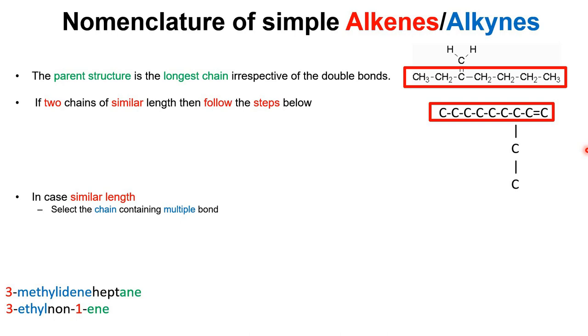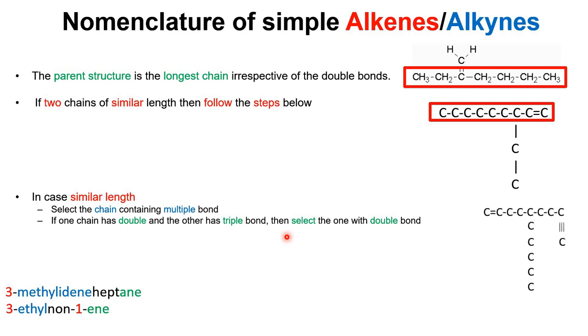3 shows the position of the ethyl group that is attached at carbon number 3 on the parent chain. 1 is the position of the double bond, which is here in the parent chain. What if one chain has double bond and the other chain has triple bond? Then you will have to select the chain with double bond, not the triple bond.